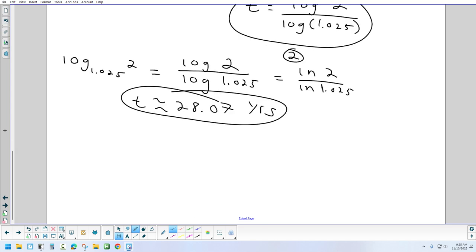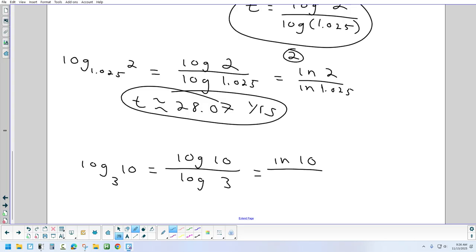So if I had to figure out something like log base 3 of 10, base 3 is not one that we have a button for. How would you rewrite that so you can type it in on the calculator? Yeah? Log 10 over log 3. Right. Common log of the argument divided by common log of the base. Or, what's another way you could rewrite that so we could type that in on the calculator? Yep. Natural log of 10 over natural log of 3.